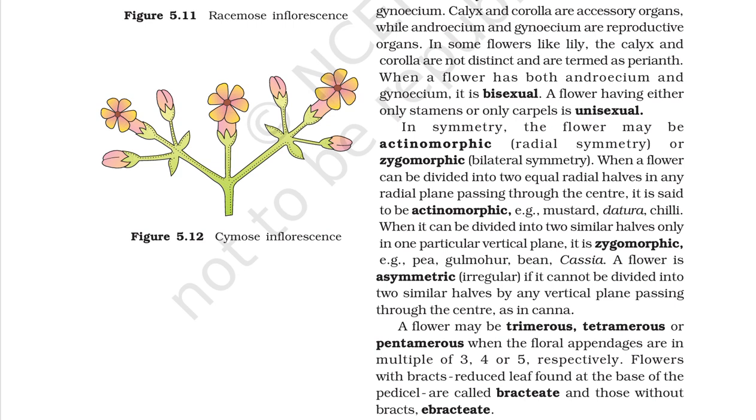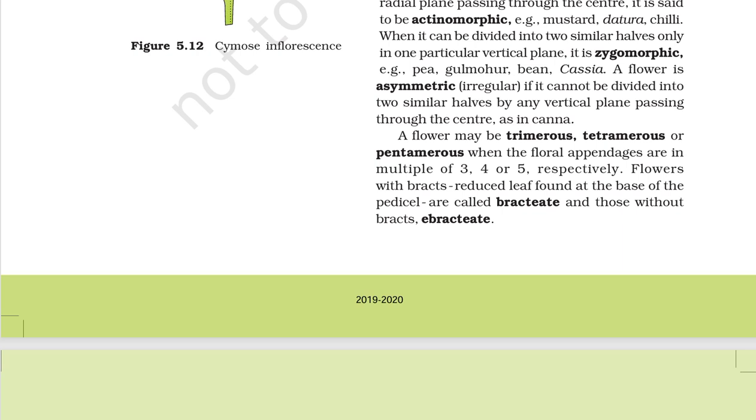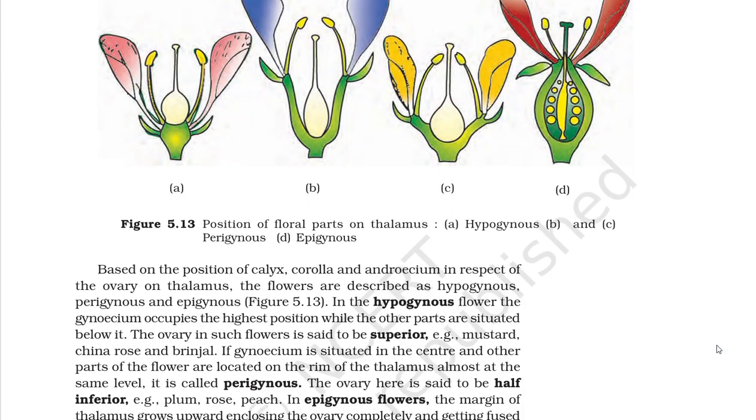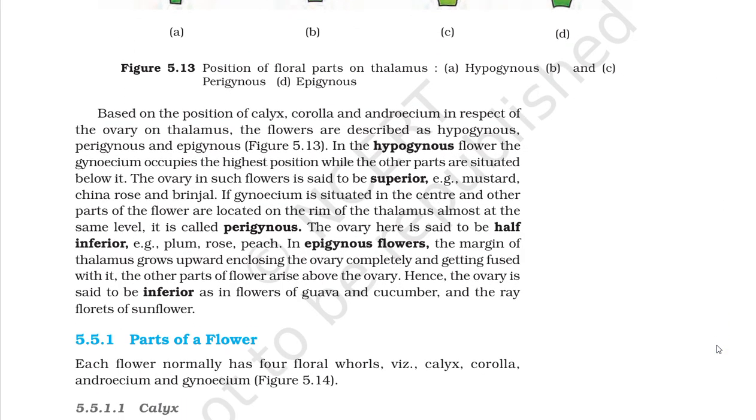A flower may be trimerous, tetramerous, or pentamerous when the floral appendages are multiples of 3, 4, or 5 respectively. Flowers with bracts, reduced leaf found at the base of the pedicel, are called bractate, and those without bracts ebractate. Based on the position of calyx, corolla, and androecium in respect to the ovary on the thalamus, the flowers are described as hypogynous, perigynous, and epigynous.